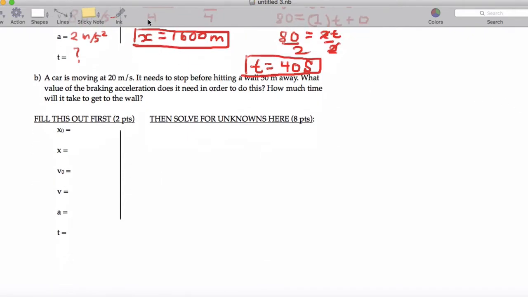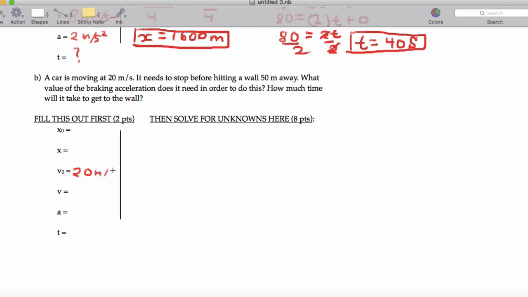Now, let me just move this up a little bit so we can see it. There we go. So I'll put that right there. All right. Now, question 4B, a car is moving with an initial velocity of 20 meters per second. Before hitting a wall, it needs to stop, so its speed in the end should be 0.